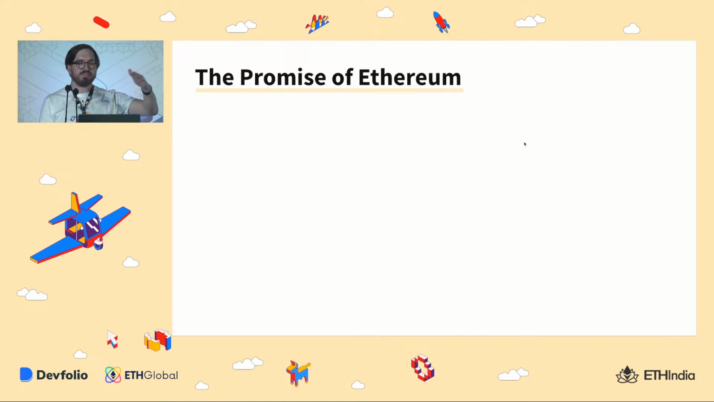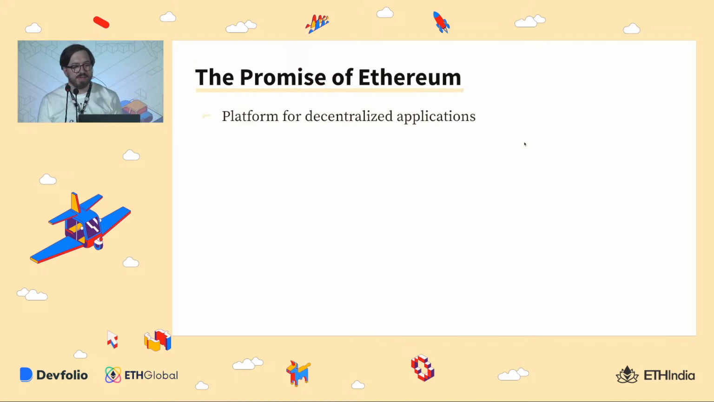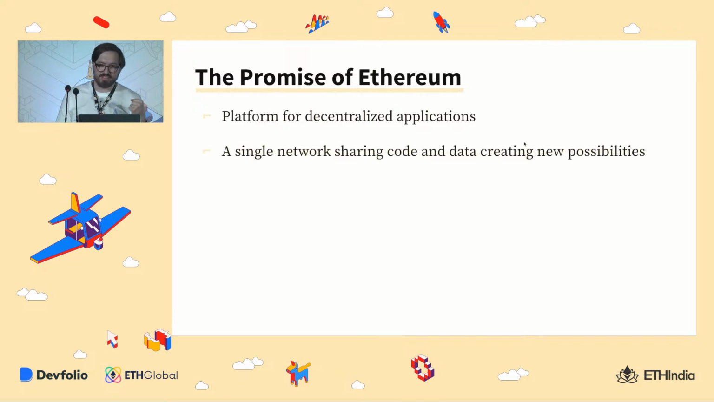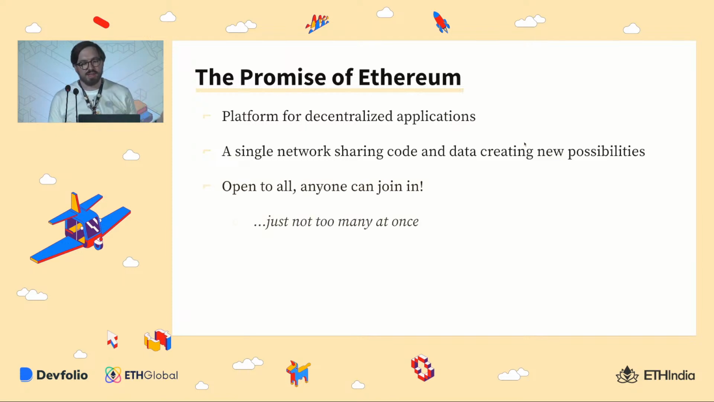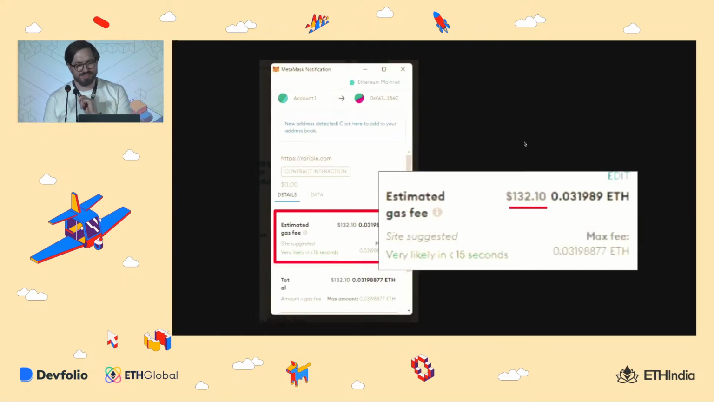We are all here because of the beautiful promise of Ethereum. We are a platform for decentralized applications. It's a single network where you share code and data, and you create all these new possibilities. It's open to all and anyone can join in. Just not too many people at once, right? If too many people try to use Ethereum at the same time, you see a situation like this.